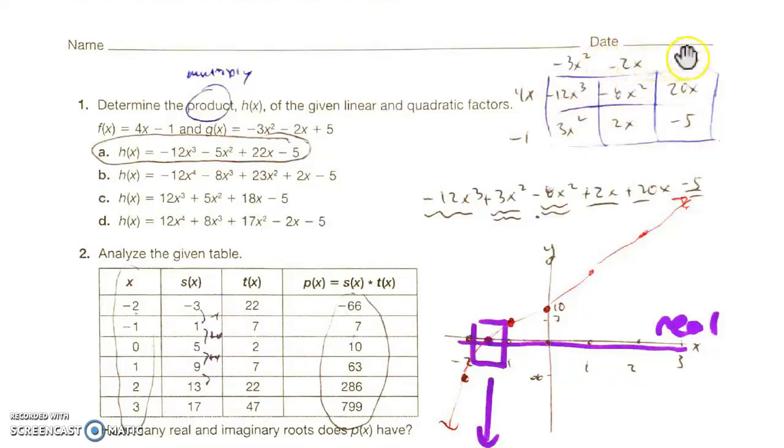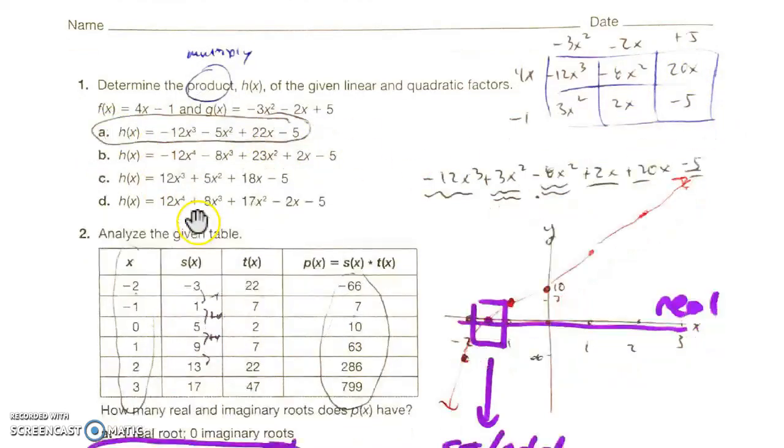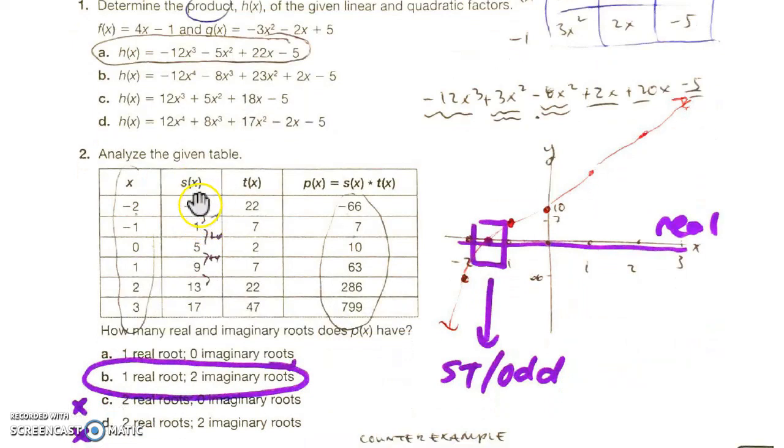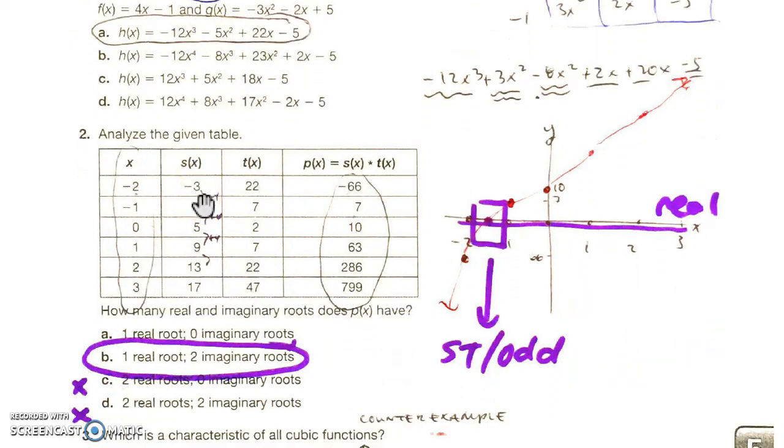The nice thing is if it's never missing a term here in descending order, the diagonals apply in the box method. So negative 12x to the third, negative 8 and a positive 3 gives me a negative 5x squared. 2x plus 20x gives me 22x, and then the negative 5. Your answer is A. I believe we went over question number 2 in class.